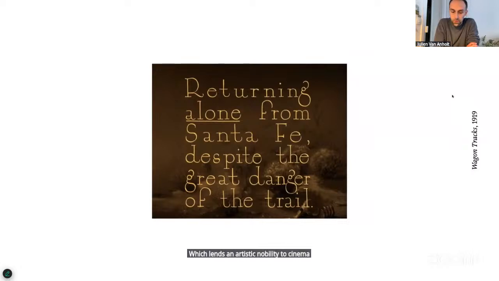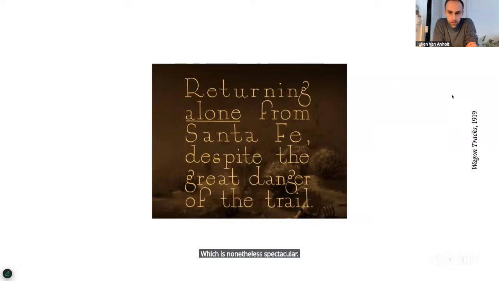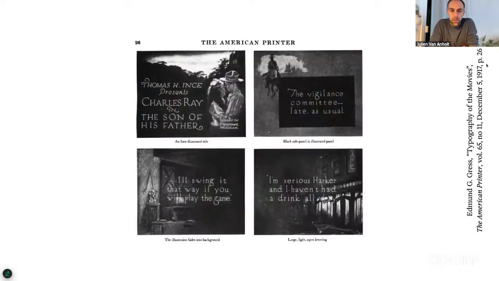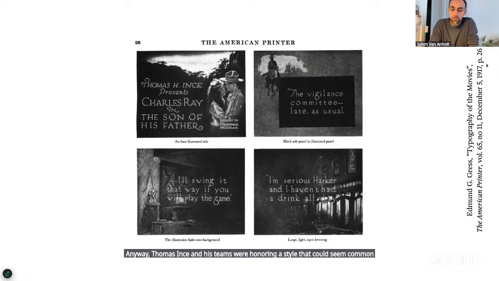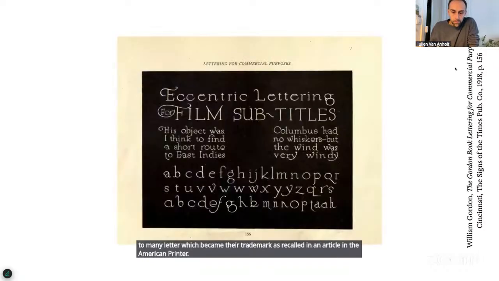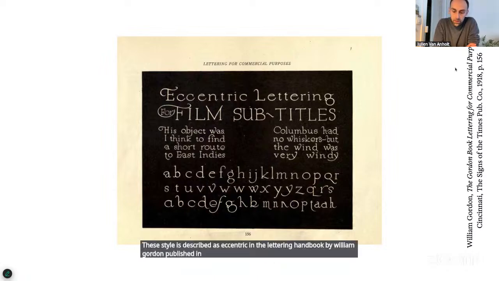This is emphasized to the point of overshadowing the lettering, which is nonetheless spectacular, as you can see here. And to me, these letterings deserve to be questioned, especially in terms of legibility on screen. Anyway, Thomas Ince and his teams were honoring a style that could seem common to many letterers, but which became their trademark, as recalled in an article in the American Printer. This style is described as eccentric in a lettering handbook by William Gordon, published in Cincinnati in 1918.